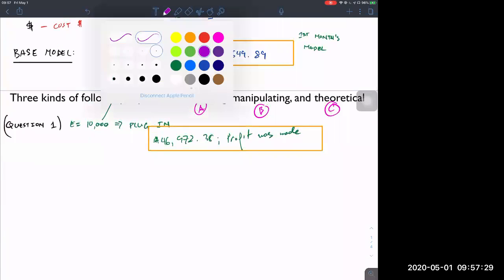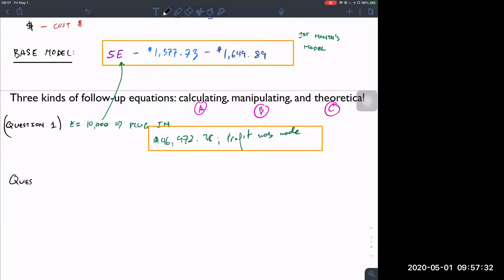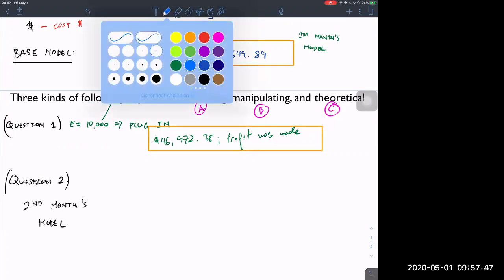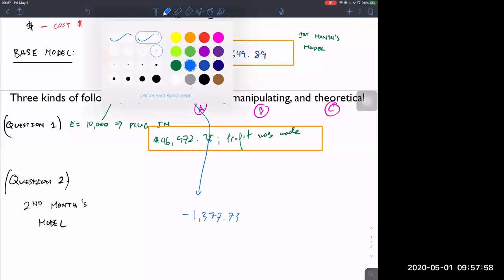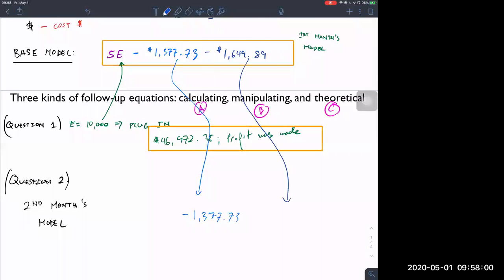So when you have question 2 written out now, and I'm asking for the second month's model, perhaps it helps to realize that this isn't changing, so it comes down again. Minus 1377.73. This isn't changing, so it comes back down again. Minus 1649.89.